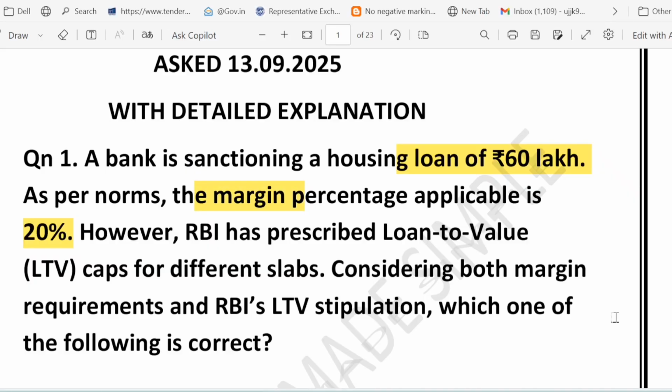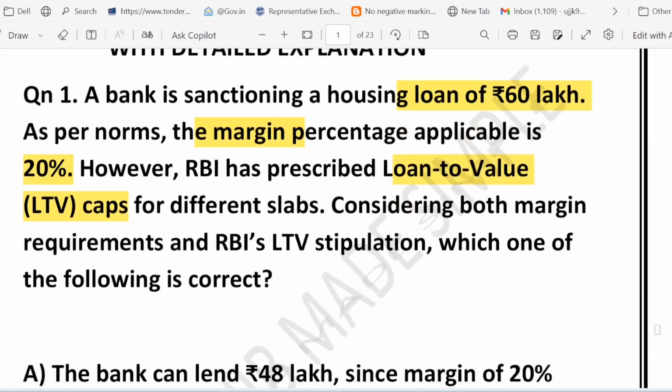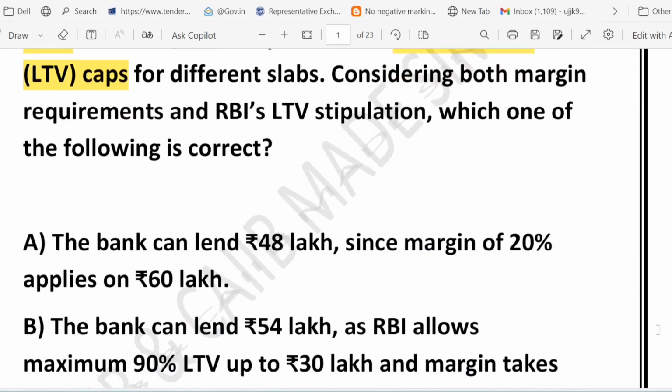And you know RBI has prescribed LTV caps. What is LTV? Loan to value caps. Considering both the margin requirement and the RBI LTV stipulation, which of the following is correct? Option A says that the bank can lend 48 lakh since the margin of 20% applies on 60 lakh. Now let's check this.